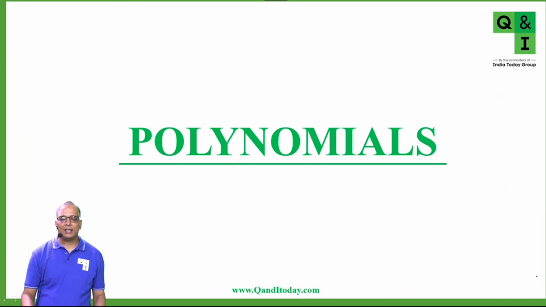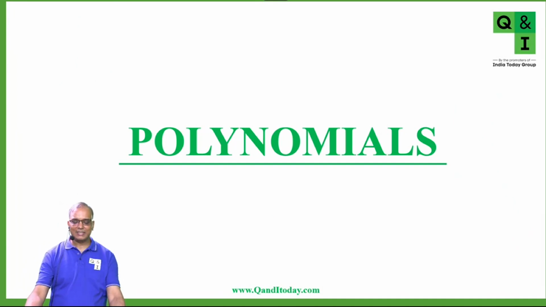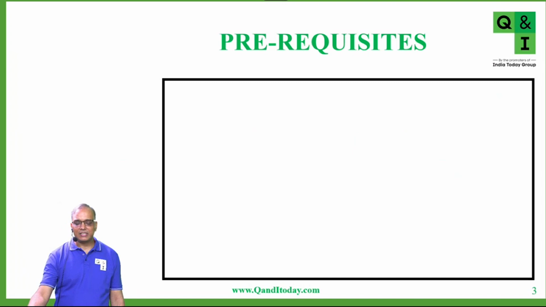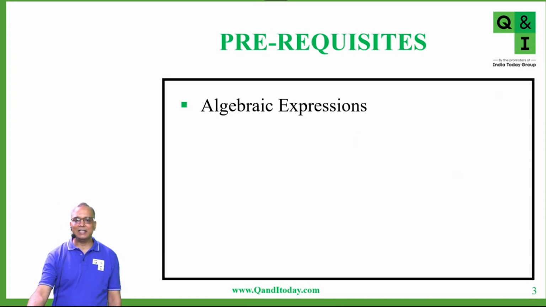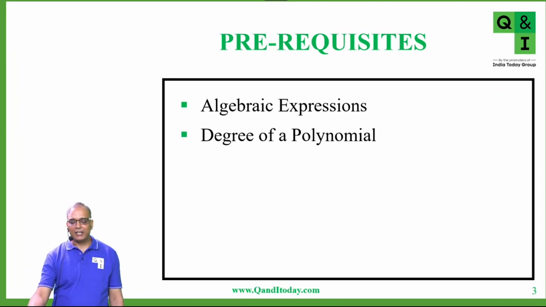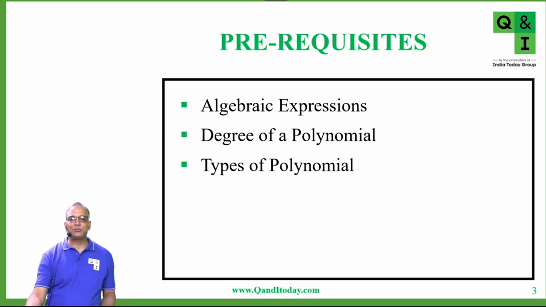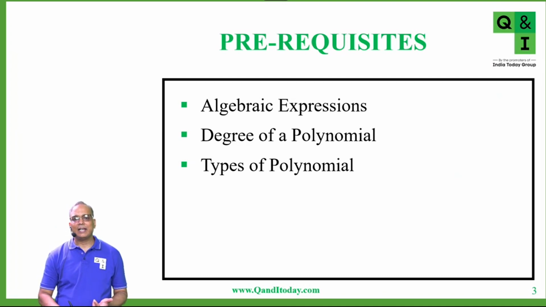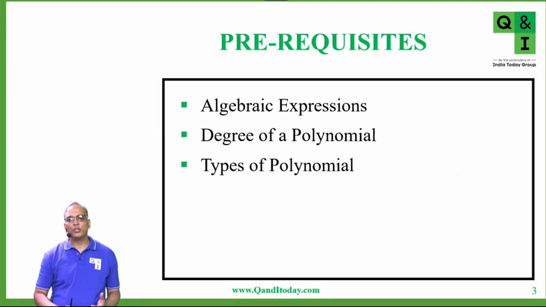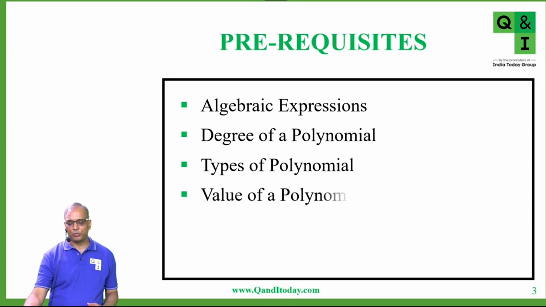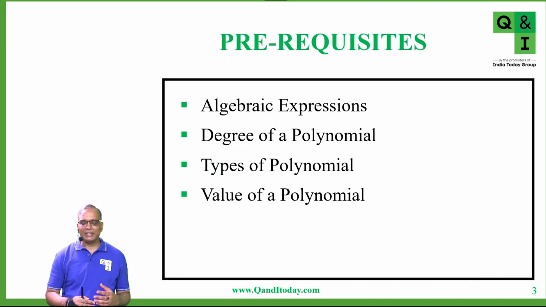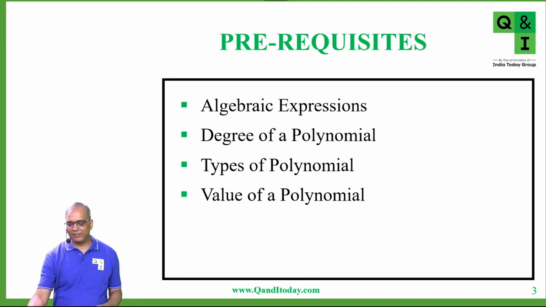As I said, we'll start with this chapter polynomials. Today is the second lecture for this. The prerequisites for this class are that you should know about algebraic expressions, and what the degree of a polynomial is. You should know the different types of polynomials which we did in the previous class: constant polynomial, linear polynomial, quadratic polynomial, cubic polynomial, and biquadratic polynomial. Apart from that, how to find the value of a polynomial at some value of the variable, for example, at x is equal to 2. This is what we did in the previous class as well.